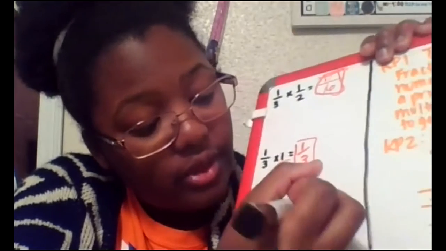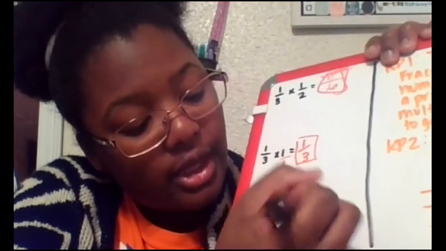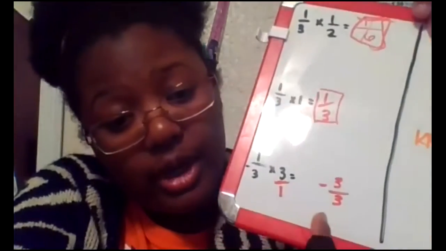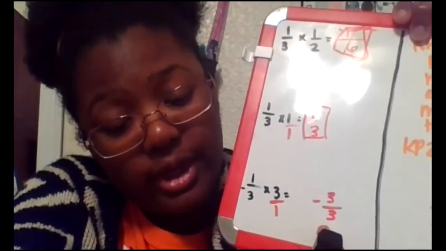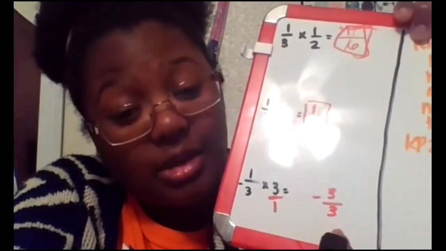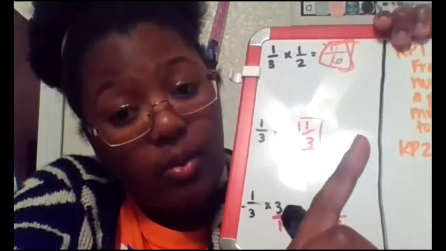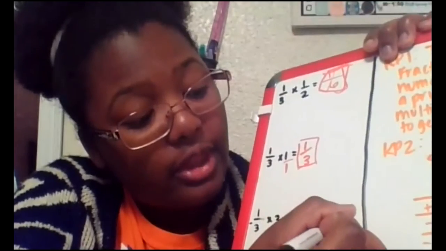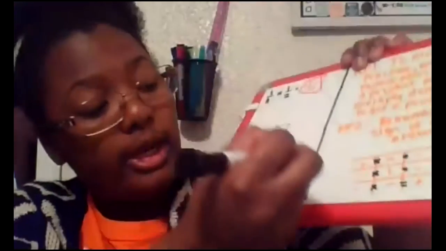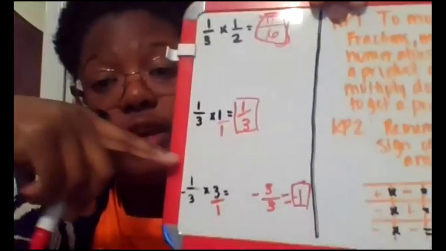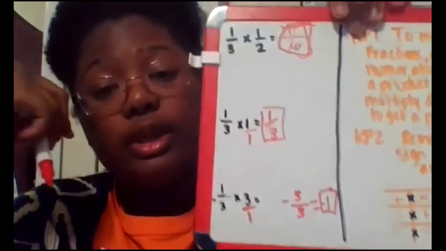So 1 times 3 is 3. 3 times 1 is 3. So now we have negative 3 over 3. This can be in a simpler form. I know that 3 can go into 3 1 time, so I can put that this equals negative 1. I hope that helps and makes sense for you guys. What I want you to do is do this same practice down below in the questions.